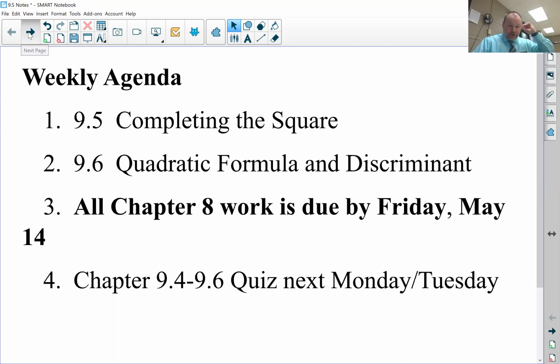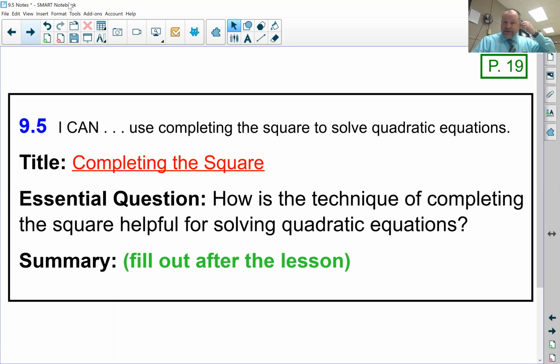All right, so on page 19 in your packet, today, completing the square and solving quadratic equations by completing the square. I will say of all the methods for solving quadratic equations, the square root method and completing the square method are probably the least used.